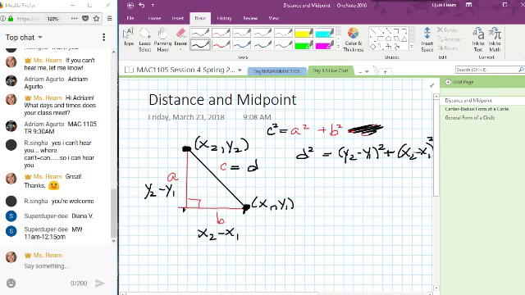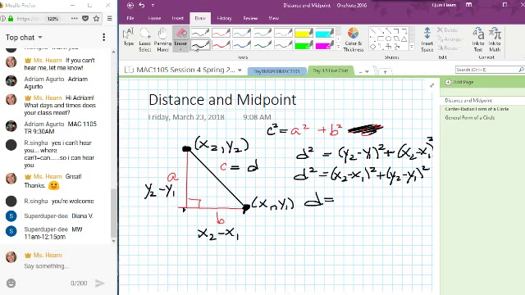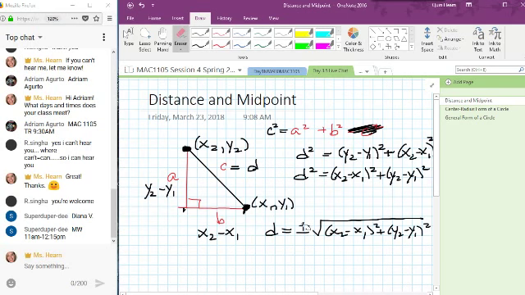Or in other words, and I prefer to put the x's before the y's, so I'm going to just use the commutative property of addition to rearrange this a little bit. In other words, d squared is x2 minus x1 squared plus y2 minus y1 squared. And we don't want the distance squared, we want the actual distance. So we could use the square root property to see that the distance, and I'm going to move this down a little bit. Oh, I don't really need to remember the plus or minus in this case. So what we have here is called the distance formula. It's the distance between 2 points, x1, y1, and x2, y2.